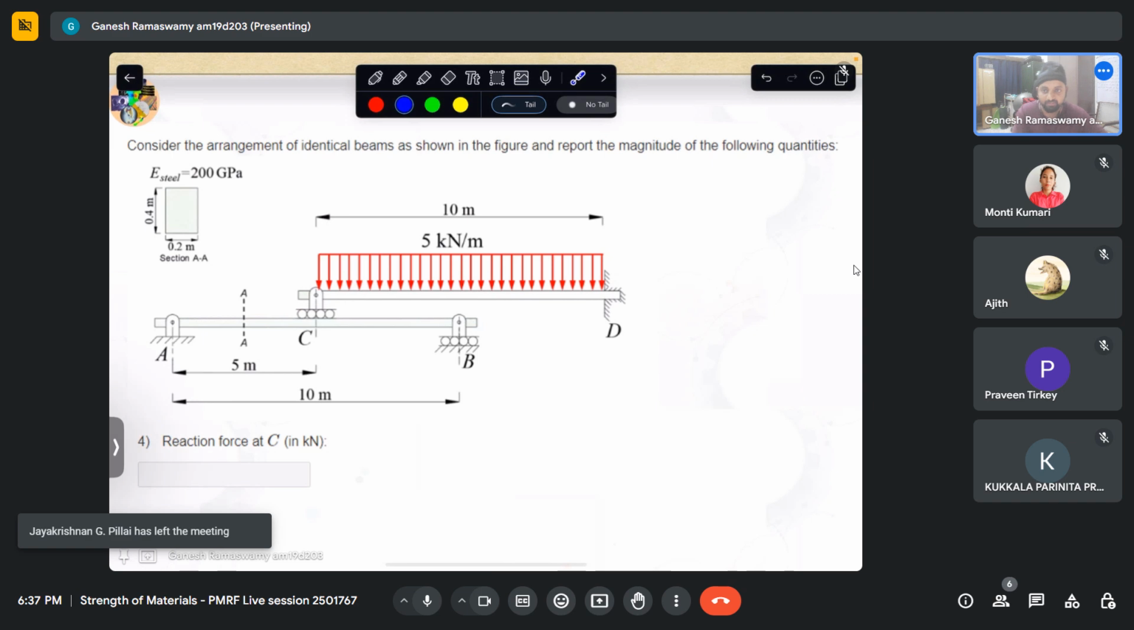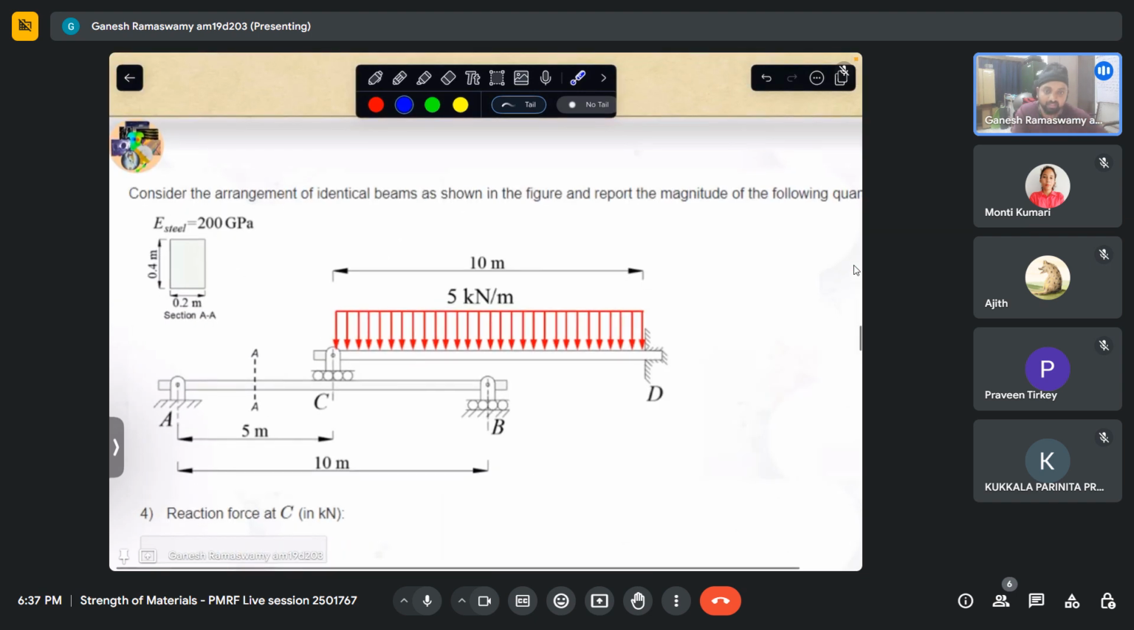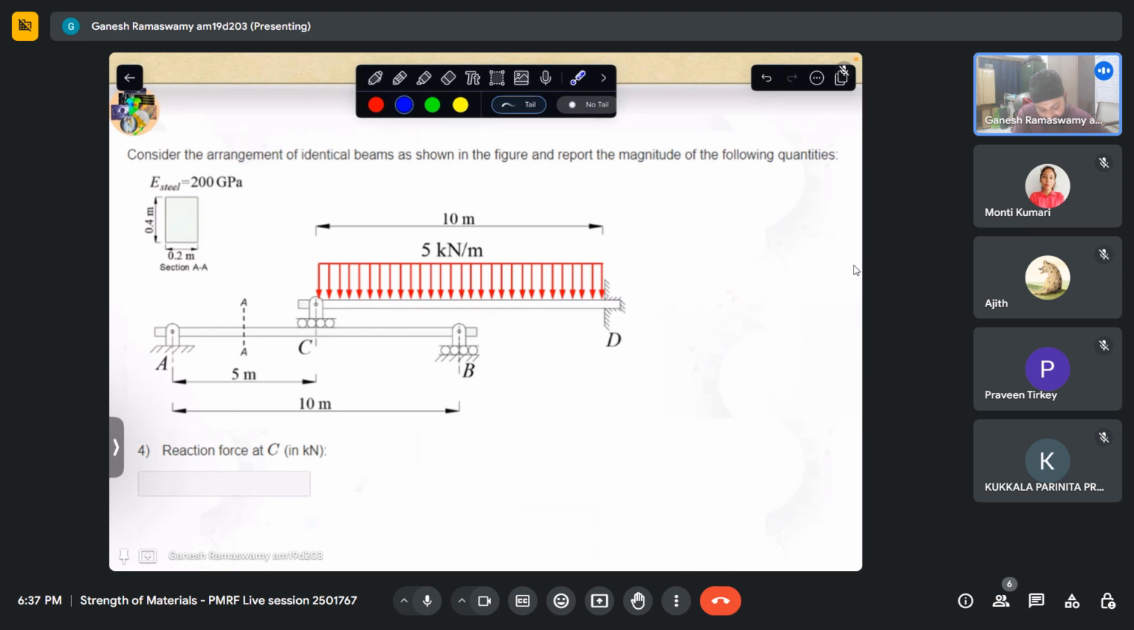So these two beams are identical, made of steel, and the section is such that this is 200 and this is 400 mm. So width and depth is given. So it's a rectangular beam. These are rectangular beams, out of which one is a cantilever and one is actually a propped cantilever, so to speak, beam CD, and beam AB is a simply supported beam. So consider the arrangements of these identical beams as shown in the figure and report the magnitude of the following quantities.